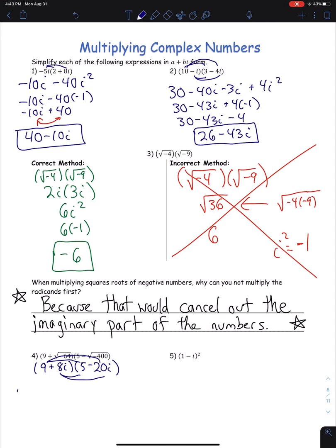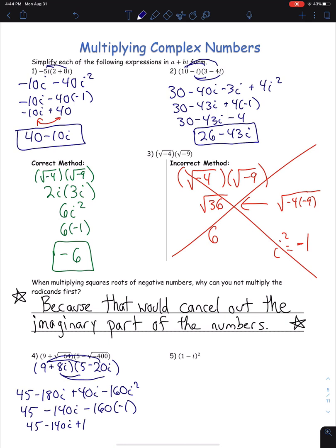So that would be 45 minus 180i plus 40i minus 160i squared. Combine like terms: 45 minus 140i minus 160 times -1, because that i squared is -1. That would make that 45 minus 140i plus 160, which when you write in a plus bi form, would be 205 minus 140i.